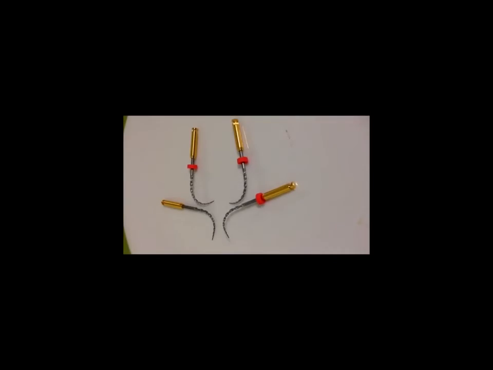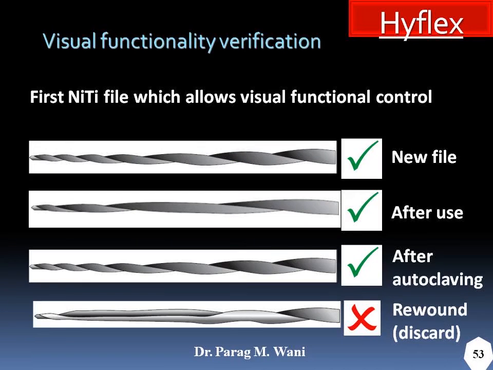These files have a distinct shape memory, so whenever subjected to hot water or dry heat, they will come back to their normal shape. Also, whenever the flutes are unwound, there's a typical sign that we have to put it to either dry heat or sterilization. If it completely goes back to normal, then we can reuse the file. If it doesn't go back to normal, it is a visual indication that we have to discard the file. So this is the only file available which tells us that now I am done, and please discard me.